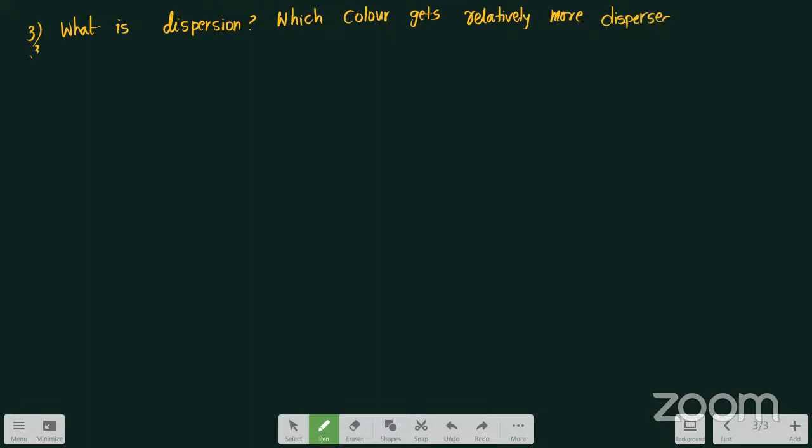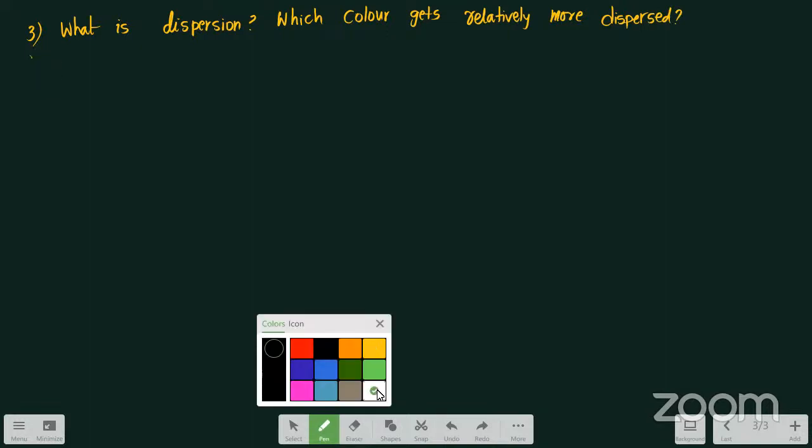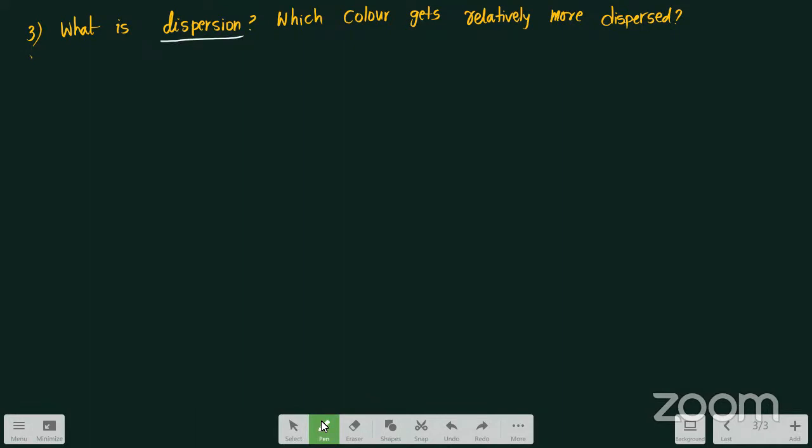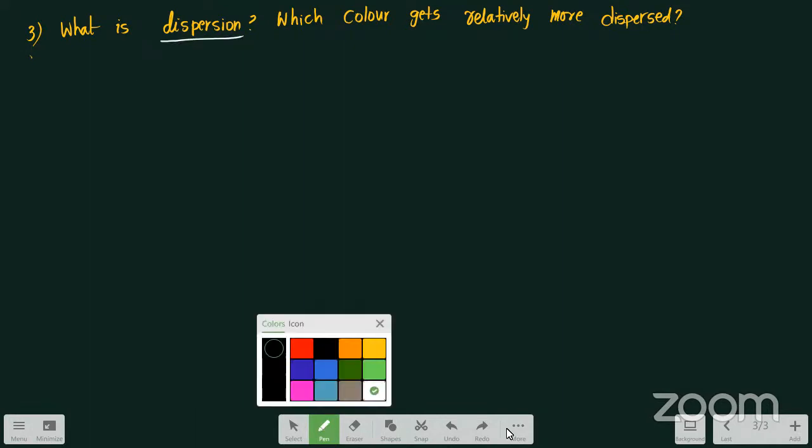Relatively more dispersed. So this is the next important question from ray optics. What is the first thing he is asking? He is asking you to define dispersion. So what is the meaning of dispersion?